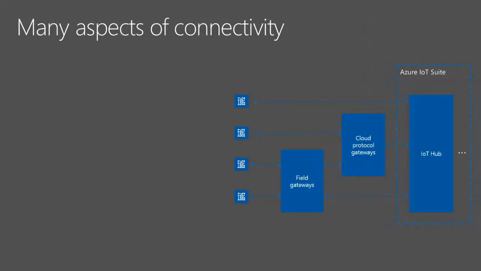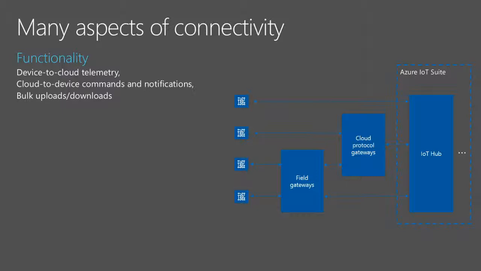So there are, of course, many aspects of connectivity. The first one is, of course, which functionalities are provided when you want to enable connectivity between devices and backend. There is telemetry coming from the devices, and commands and notifications coming from the cloud, bulk uploads and downloads, and so on and so forth. So that is the functional aspect of this communication.